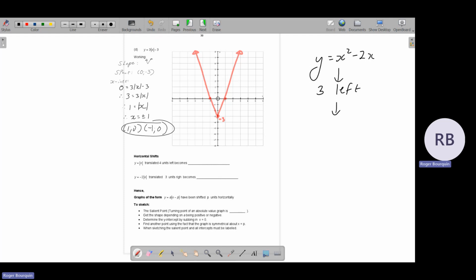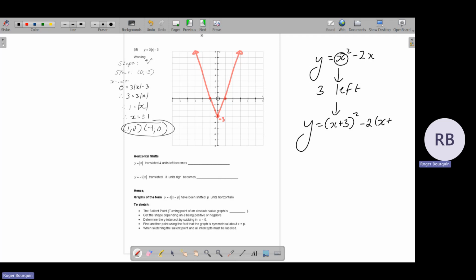If I want to shift it 3 down, I'd minus 3 from the end. 3 up, I'd add 3 to the end. But Nina, 3 to the left, what are you going to do? Minus 3 from x, all x's? But no, not minus 3, the opposite. So I turn every x into x plus 3. The opposite. So if you're going left, it's plus.